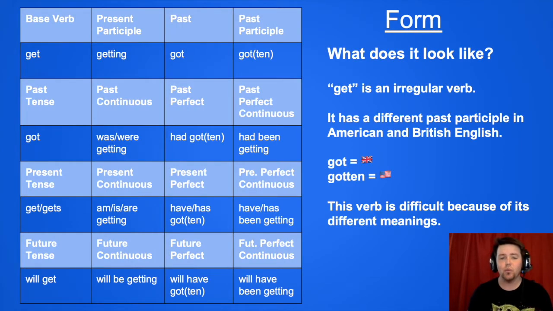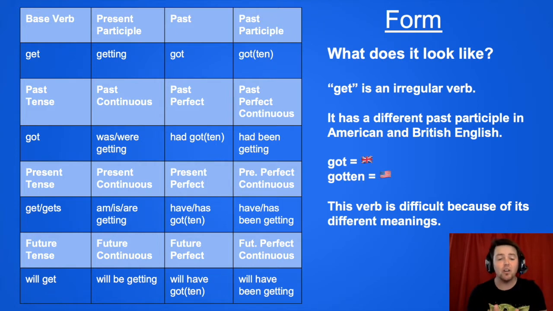Now, the verb get, what does it look like? This is a pretty complete chart over here. I'm not going to read it. The only thing I will say is look at the difference between the past participle, or any perfect tense. Got is the British form and gotten is the American form. Notice my pronunciation, gotten, those T's kind of disappear. That's a pronunciation rule that we're not going to talk about today.